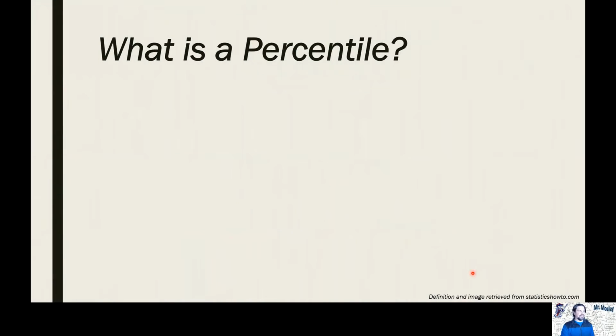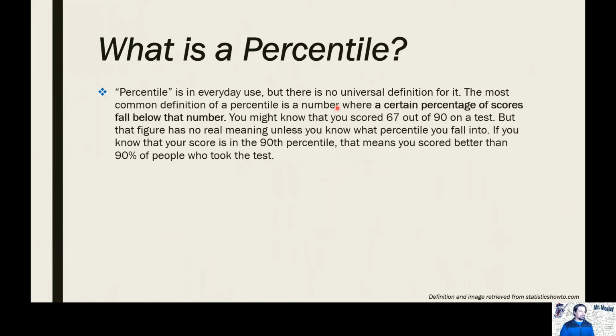So what is a percentile? Percentile is in everyday use, but there is no universal definition for it. The most common definition of a percentile is a number where a certain percentage of scores fall below that number. You might know that you scored a 67 out of 90 on a test, but that figure has no real meaning unless you know what percentile you fall into. If you know that your score is in the 90th percentile, that means you scored better than 90% of the people who took the test. So it just allows us to rank things based on how it falls within the distribution.